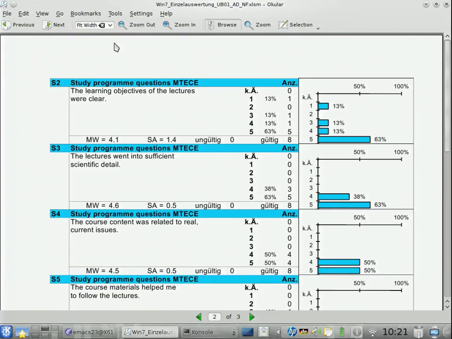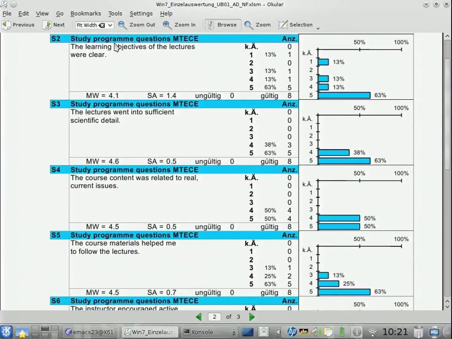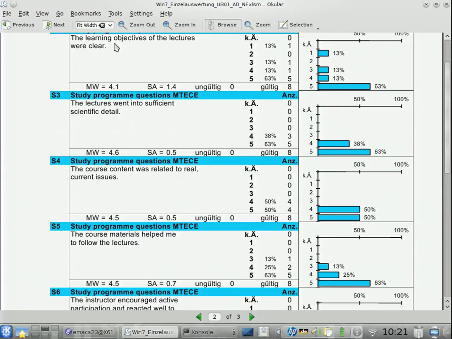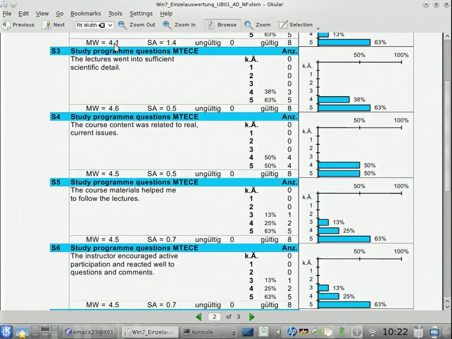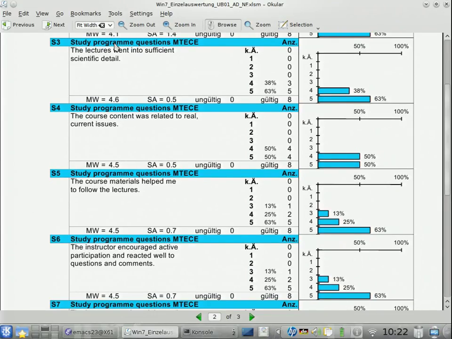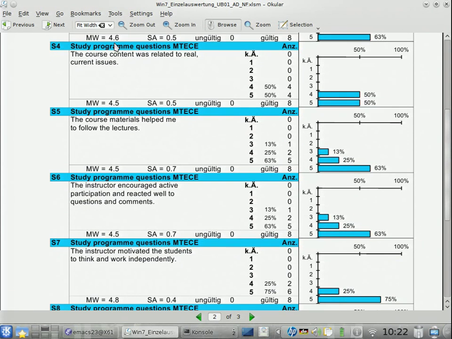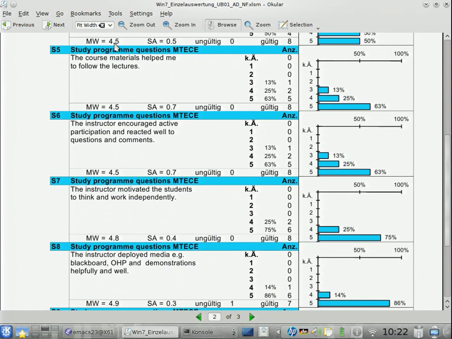Sufficient scientific details, also positive. Real current issues, that's positive. Course material helped me to follow the lectures. Of course, this means one person, but here I would certainly like to know what this person may expect. Maybe a script or something like this. I don't know exactly, but that would be of interest to us. Encourage active participation is also in the normal range. Motivated, think independently, instructor deployed media, fine.